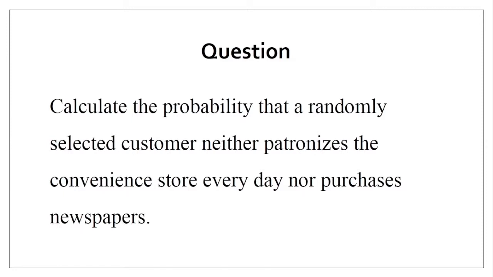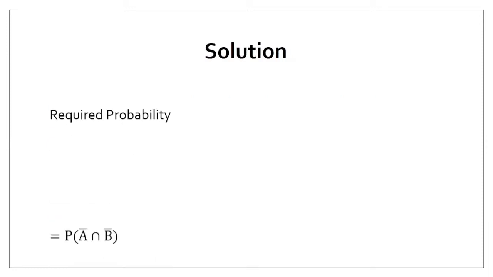Now let's look at the question. The question requires us to calculate the probability that a randomly selected customer neither patronizes the convenience store every day nor purchases newspapers. In other words, the required probability is probability not A and not B. Using the complementary rule, we can rewrite probability not A and not B into 1 minus probability A or B. And now we can use formula 2 that I mentioned at the beginning.